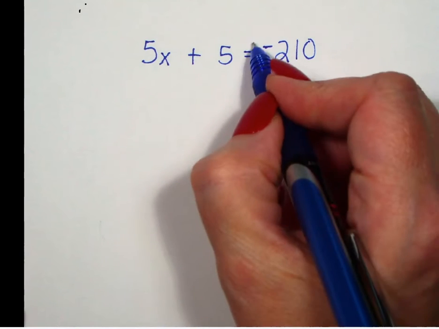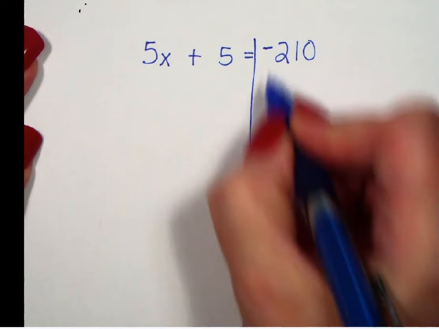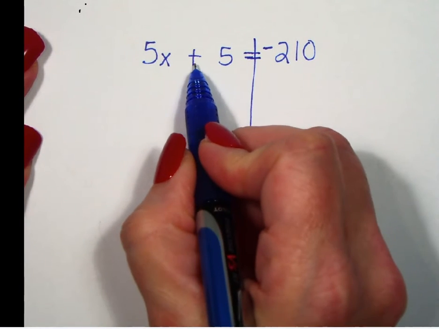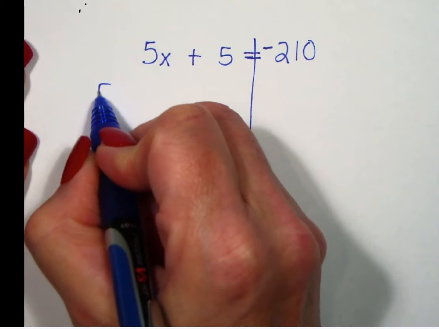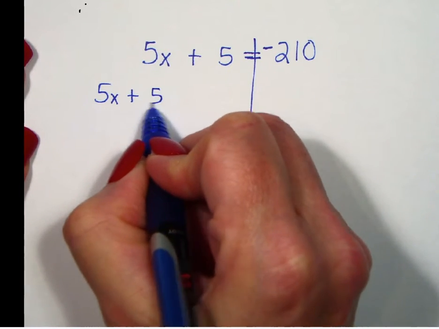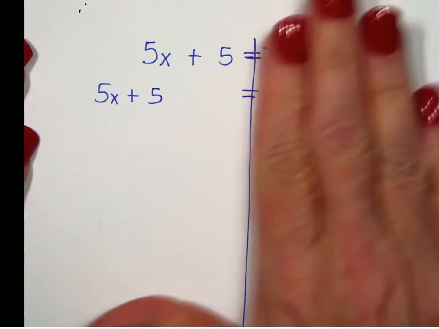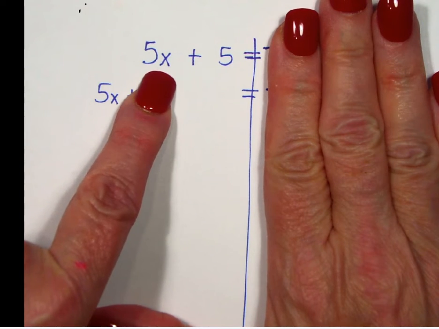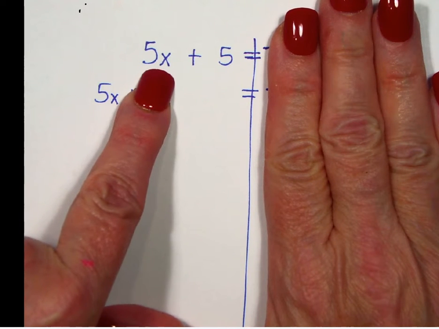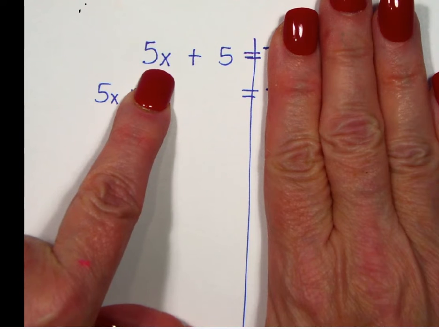Okay, solving an equation. So the first thing we're going to do is get rid of the plus 5. So we can rewrite the problem, leave a little space. The idea is to get the x all by itself. So that's what we're trying to do, is isolate the x.